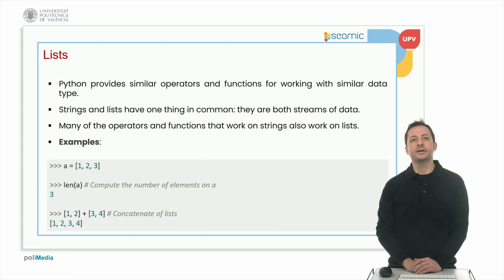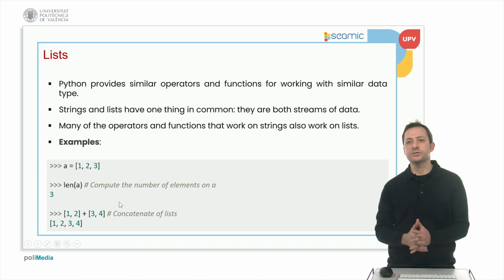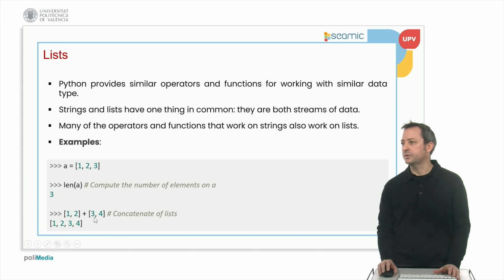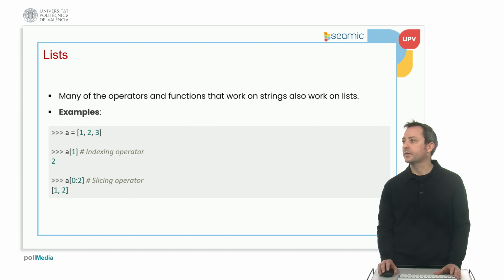Similar to other types such as strings, lists have properties that are similar to this. In this case, for example, we have the function len that can obtain the length of the list. If we define this list and we use the function len, we will obtain this number, since there are 3 elements. In addition, we can have other operations similar to strings, such as concatenation, which represents the concatenation of 2 lists, such as in this example.